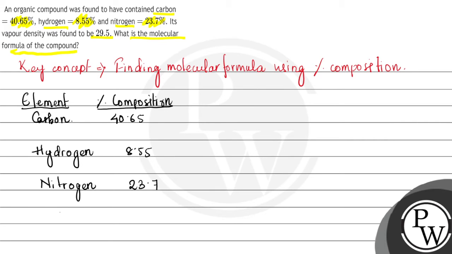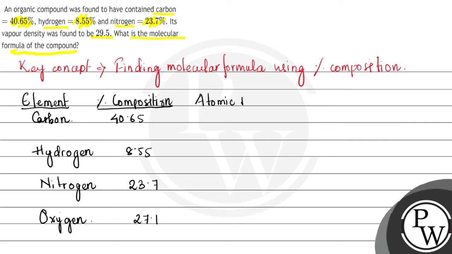That means there is also another element present, which will be oxygen. The percentage composition of oxygen will be 27.1%. Now we will have to find out the atomic ratio.